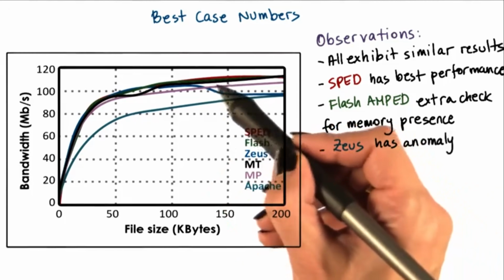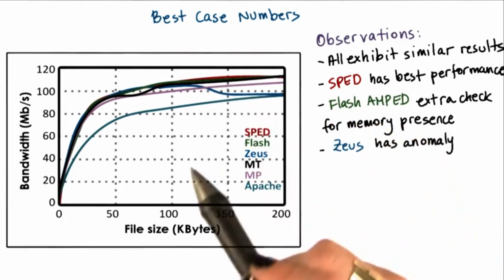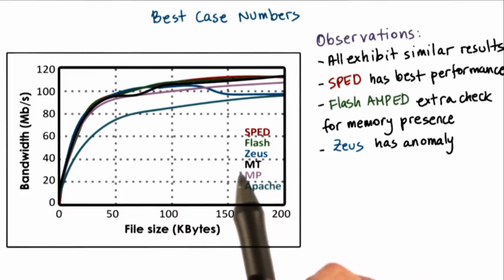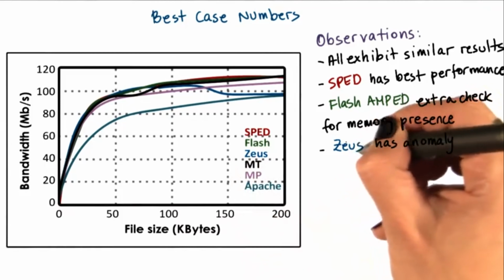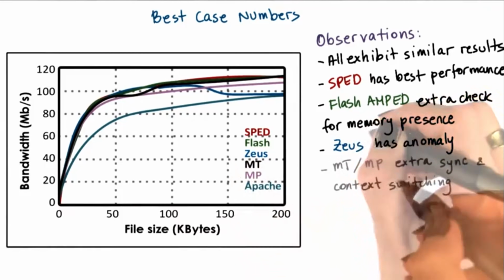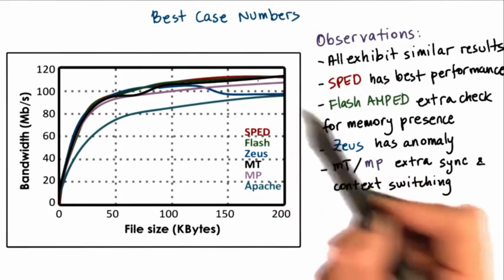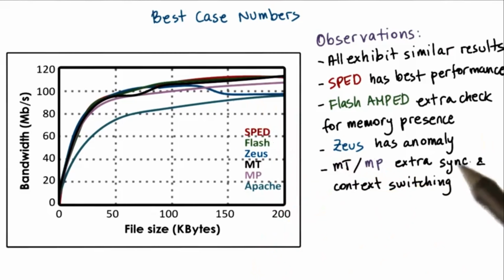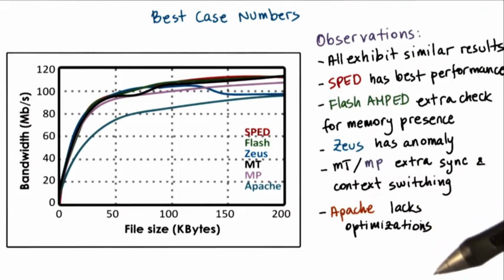Zeus has an anomaly. Its performance drops here a little bit, and that has to do with some misalignment for some of the DMA operations. So not all of the optimizations are bug-proof in the Zeus implementation. For the multi-threaded and the multi-process models, the performance is lower because of the context switching and extra synchronization. And the performance of Apache is the worst because it doesn't have any optimizations that the others implement.